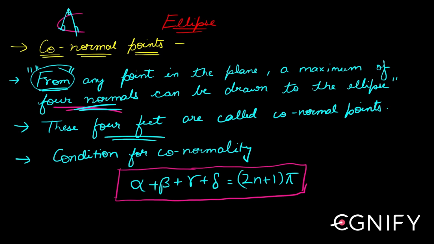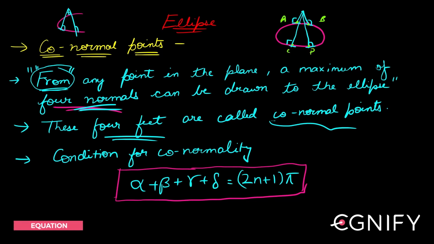These 4 feet are called co-normal points. So basically, if you have an ellipse, and from any point outside, if I can draw 4 normals, so this is a normal, for instance, this is a normal, and likewise you have 2 more, this is a normal, this is a normal, right? So these 4 points, which are basically your A, B, C and D, these 4 points are called co-normal points because these normals are intersecting at a single point outside. They are all coming from one point. That's why they are called co-normal points.